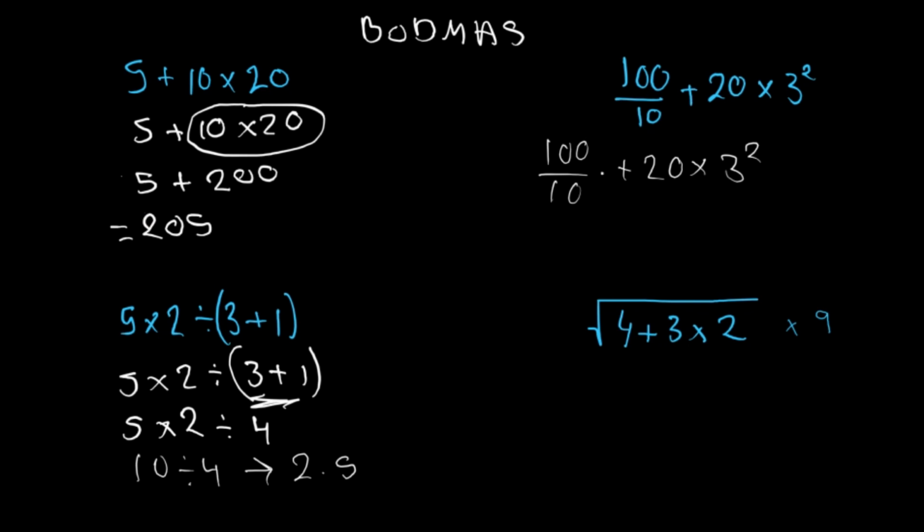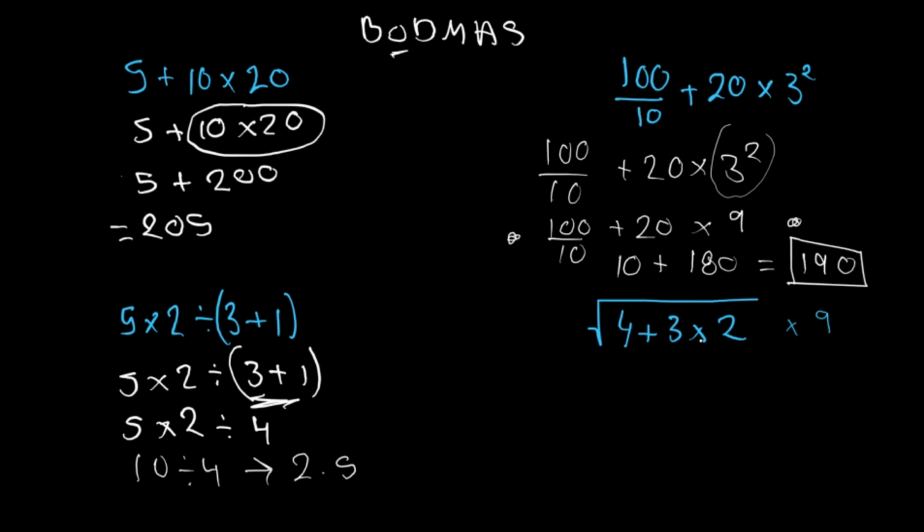100 over 10 plus 20 times 3 squared. What do you do first? The order. You have an order here. There are no brackets, so you do the order first. So then it becomes 100 over 10 plus 20 times 9. And then you go from left to right. So 100 divided by 10 is 10. Then plus 20 times 9. 20 times 9 is 180. So then your answer is 190.